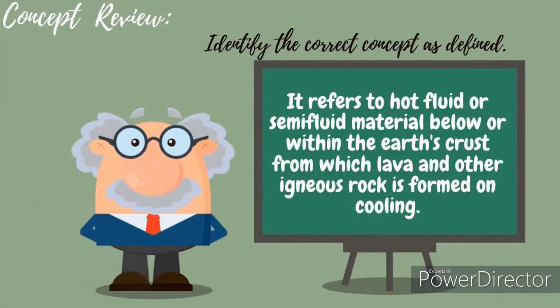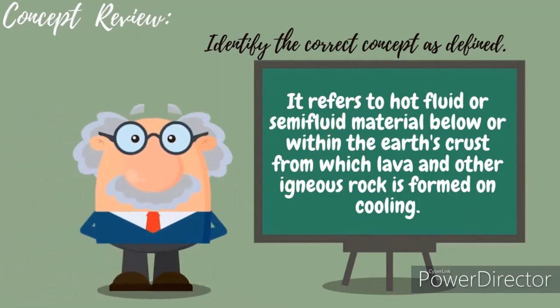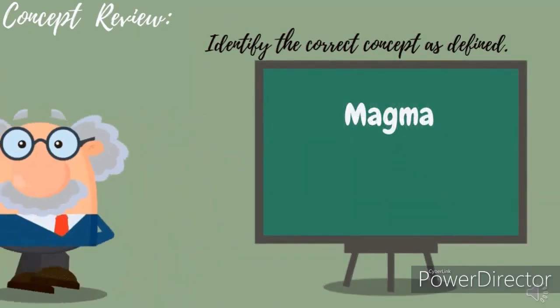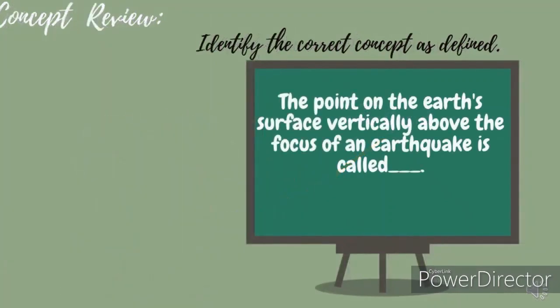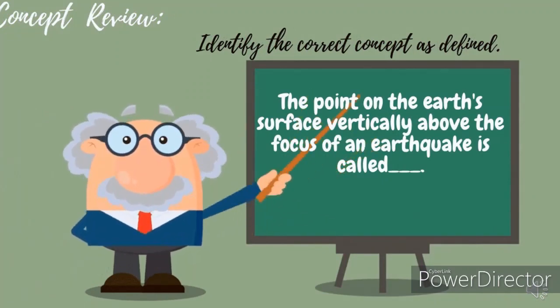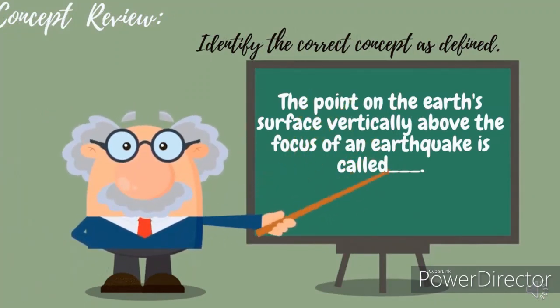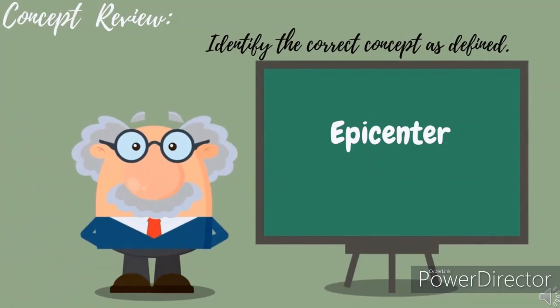The next concept refers to hot fluid or semi-fluid material below or within the Earth's crust from which lava and other igneous rock is formed on cooling. That is correct. It's magma. What concept is this? The point on the Earth's surface vertically above the focus of an earthquake is called blank. You're absolutely right. It's epicenter.